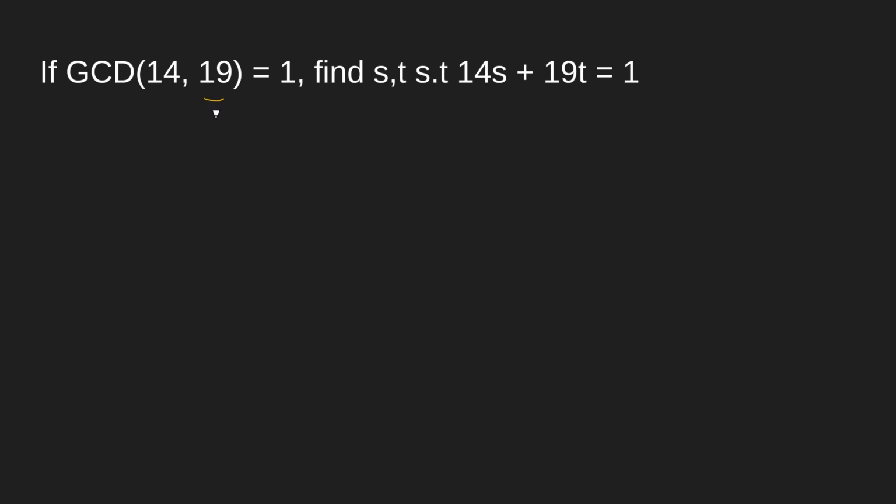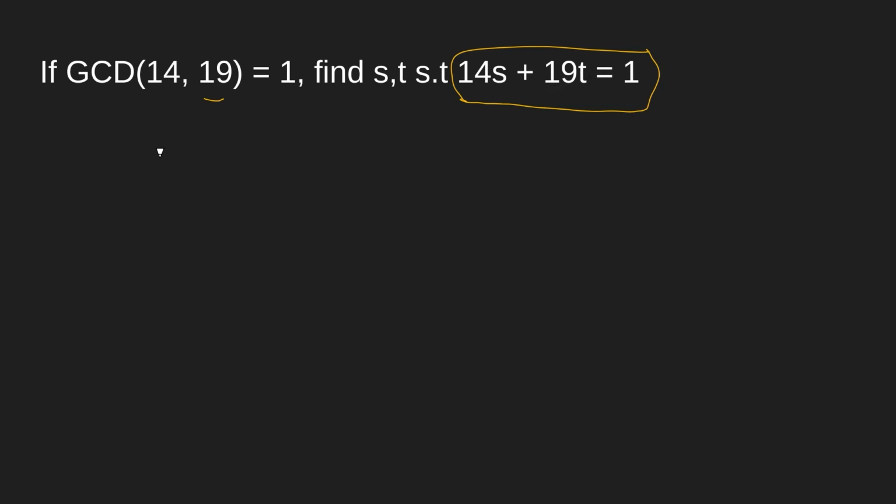So we can say for sure that the GCD of both of them is equal to 1, because if a number is divisible, then it cannot be prime, and we can verify that 19 is prime. So the idea is that we can reverse the Euclidean algorithm to find an equation of this form. There are coefficients s and t, such that 14 times s plus 19 times t is equal to 1.